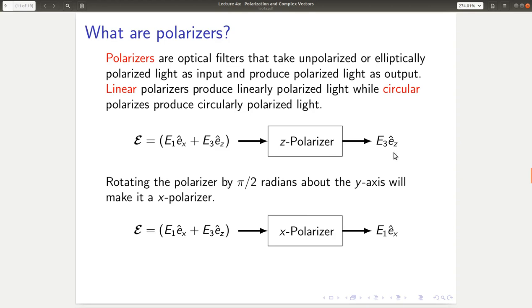And here is the deal. You can just take this polarizer and rotate it about the y-axis by, say, pi by 2 radians or 90 degrees, and then this Z polarizer becomes an X polarizer. And what does it do? It does something simple.